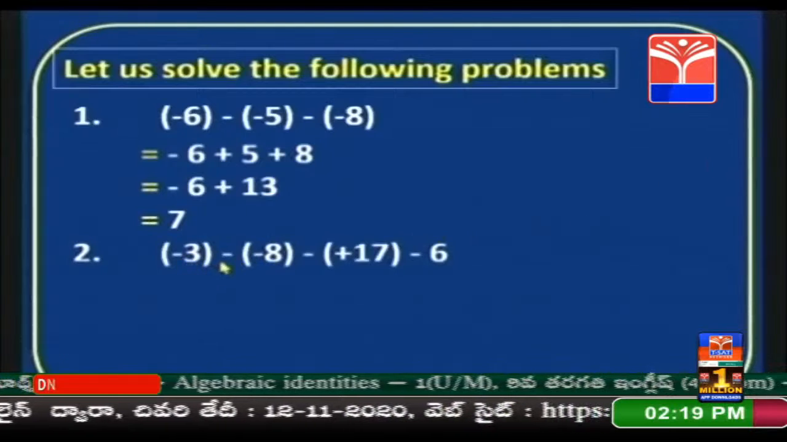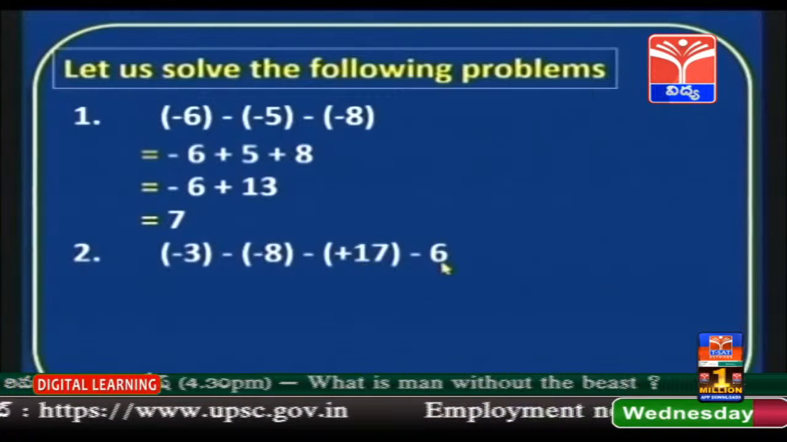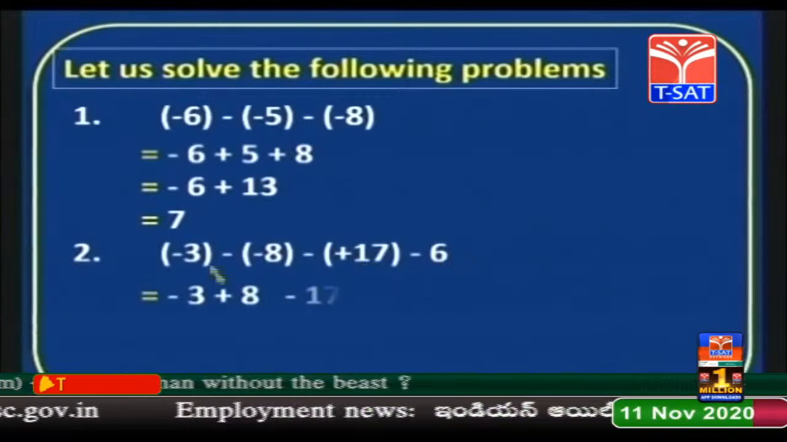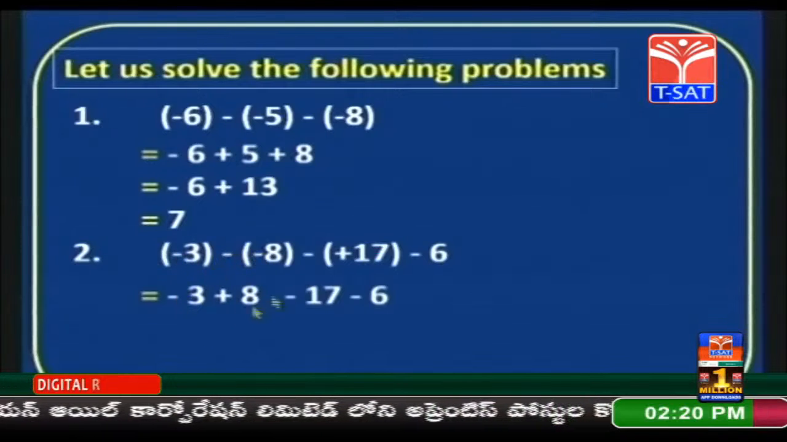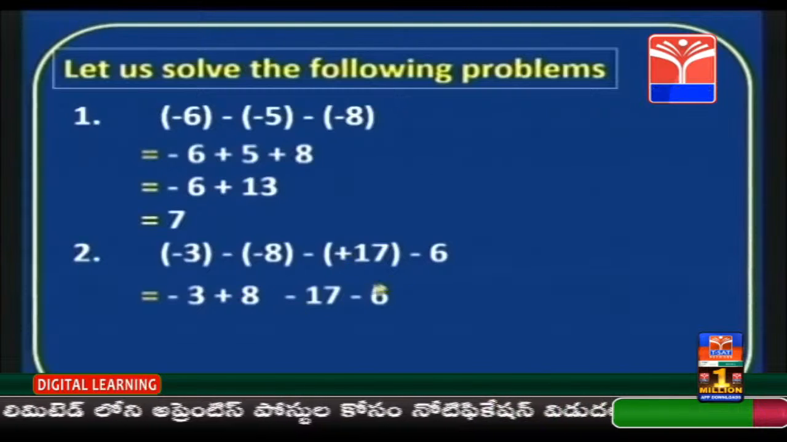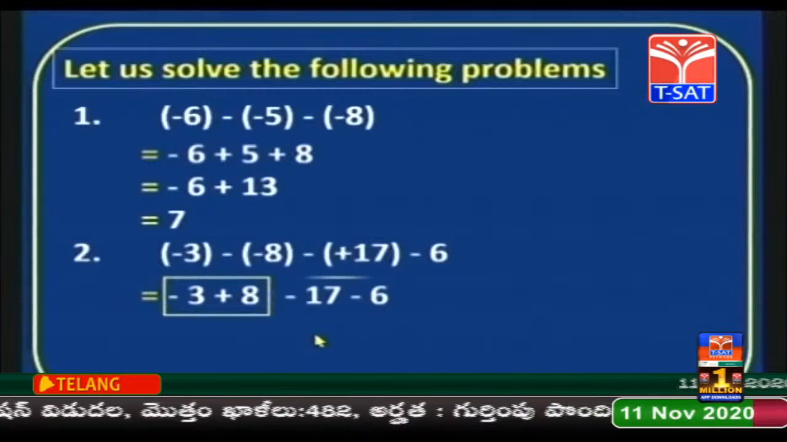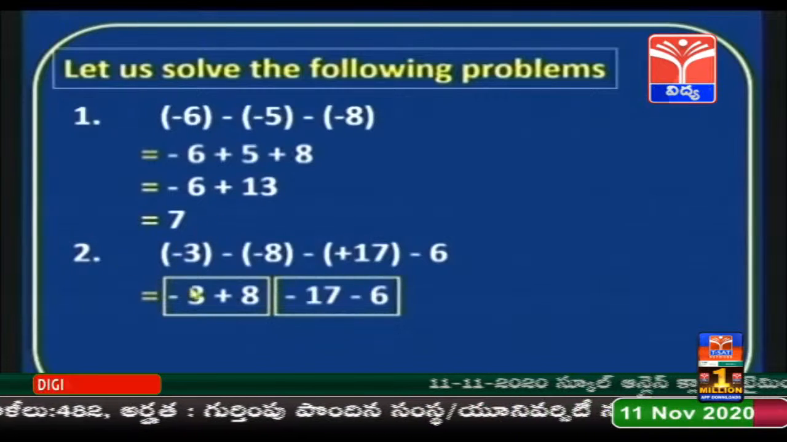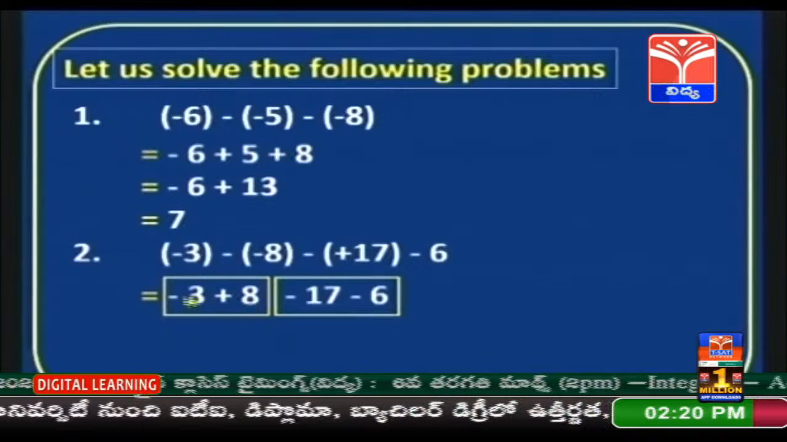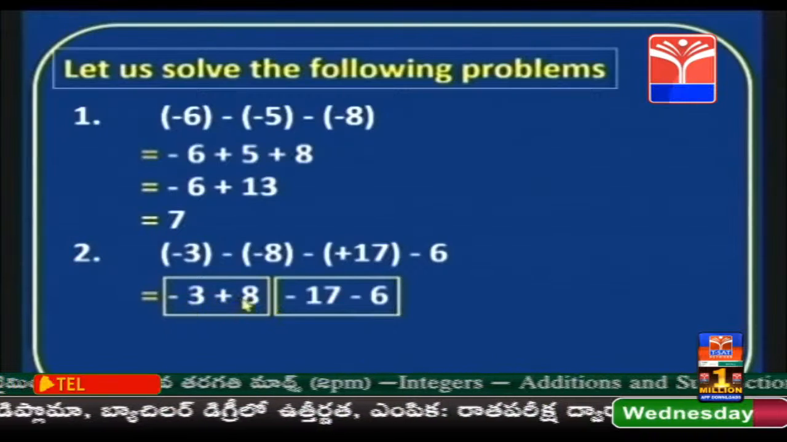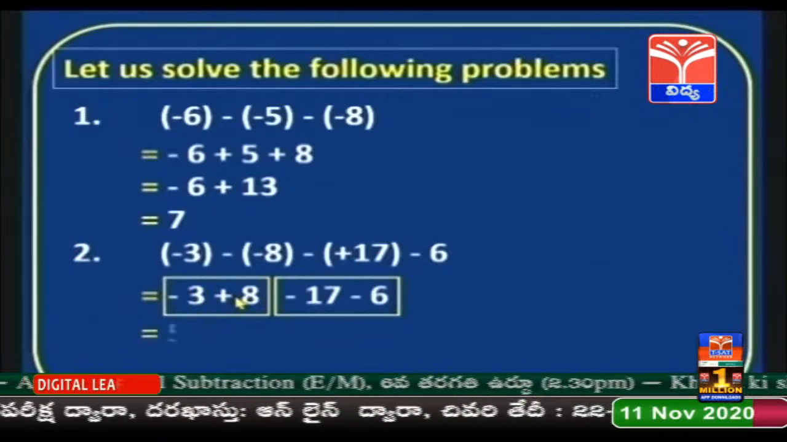Minus 3, minus of minus 8, minus of plus 17, minus 6. I am opening the brackets now. Plus into minus, minus, minus into minus, plus, minus into plus, minus, minus 6. Now again I am making the groups here. Children, observe, this first group is having two integers with different sign. Different sign. So what you have to do? You have to do subtraction. 8 minus 3 is 5. The greater number is having plus. So we have to take it as plus 5.